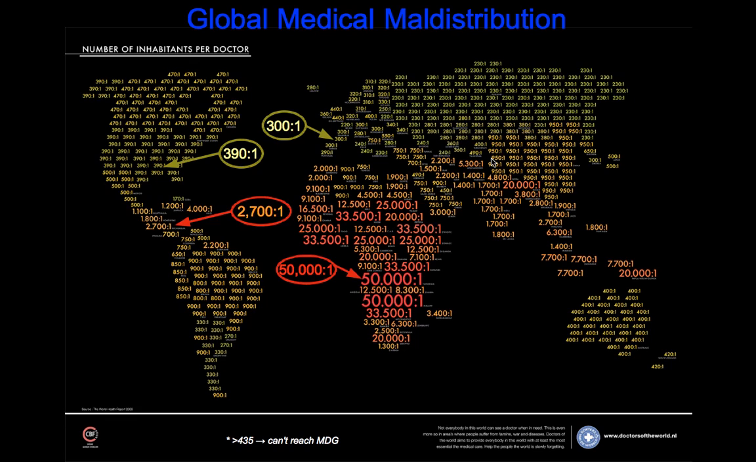Whereas if we go to Nicaragua, for example, the ratio is 2,700 to 1, versus if we go to Tanzania, it gets even higher, 50,000 to 1. So that's clearly a maldistribution of medical personnel worldwide. Note that if a country has more than 435 inhabitants per doctor, they might not be able to reach their Millennium Development Goals.